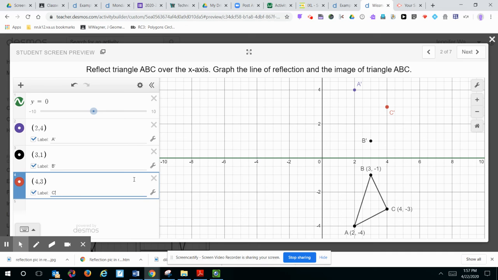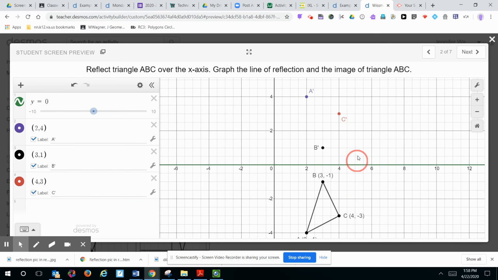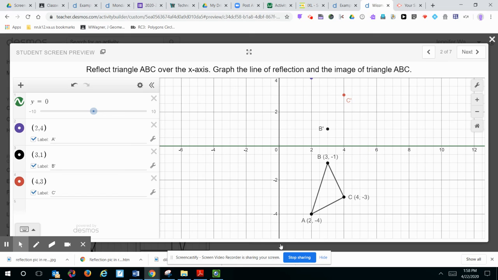So as you can see, if I have to do over the x-axis, the y value changes. That is all you have to do to find the points of the reflection. You find the point you have, change the y value, keep the x value the same. Now on the next screen, you are going to do a U-try of this exact reflection.